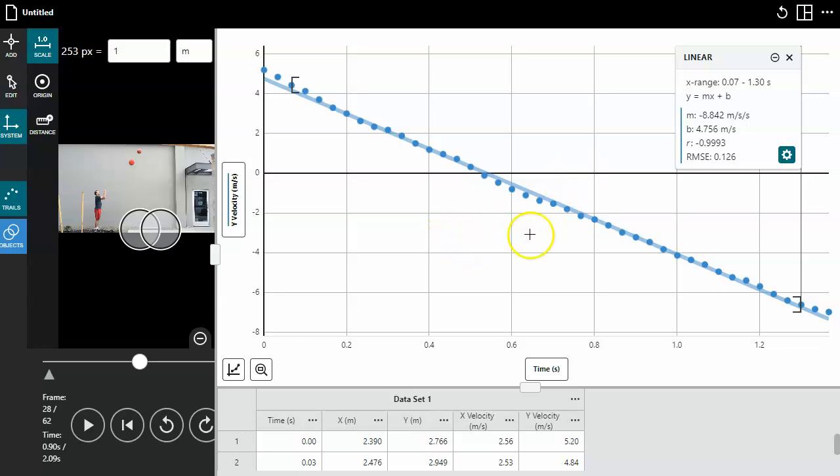It could be different reasons. Maybe I didn't scale it exactly right. The software doesn't know exactly what 1 meter is. Maybe I was off a little bit. But I can round this to about 9, and that's not too far, not too bad. Once again, the actual, we would expect it to be negative 9.8.